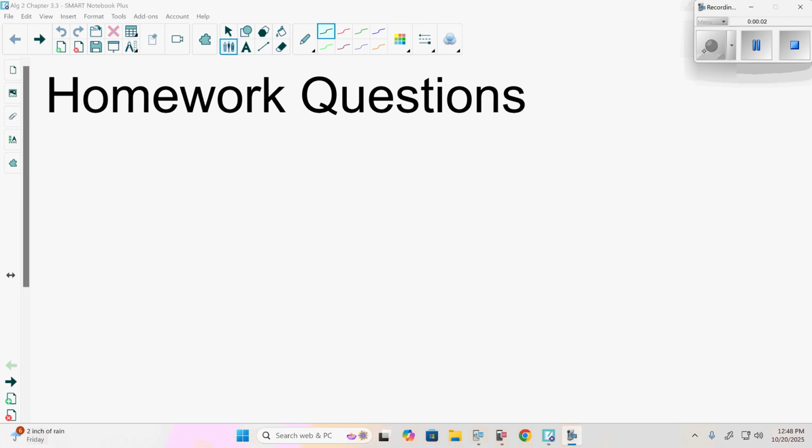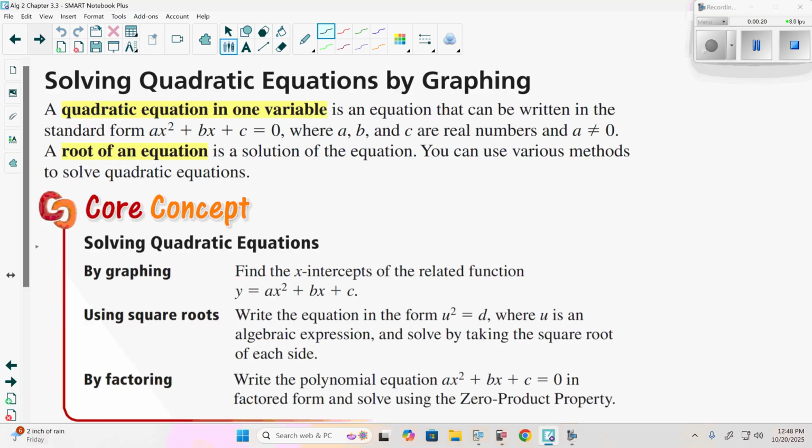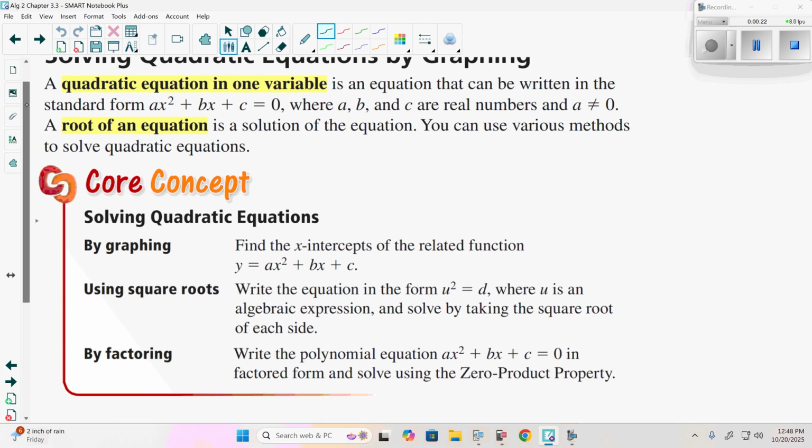All right, guys, so where we left off before fall break was talking about quadratics. We talked a little bit about solving quadratics, factoring special quadratics, or difference of perfect squares. We're talking a lot about quadratics, and what we're going to be talking about today is solving.